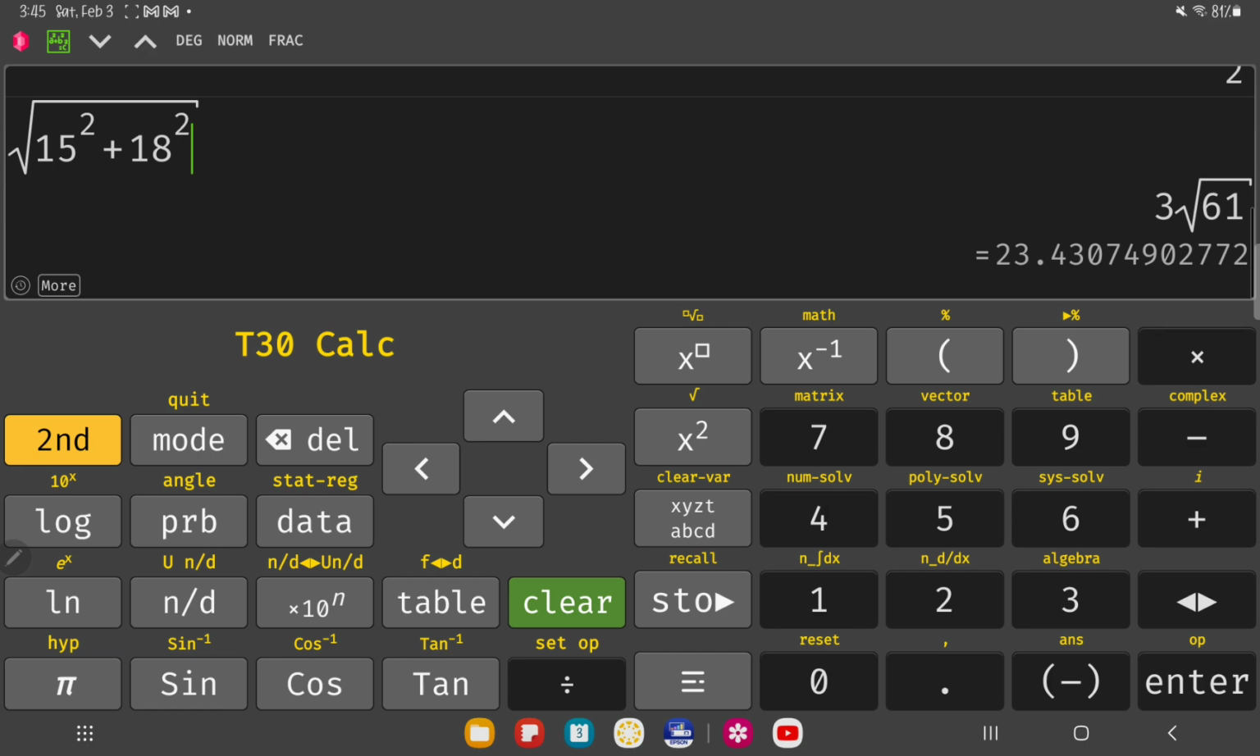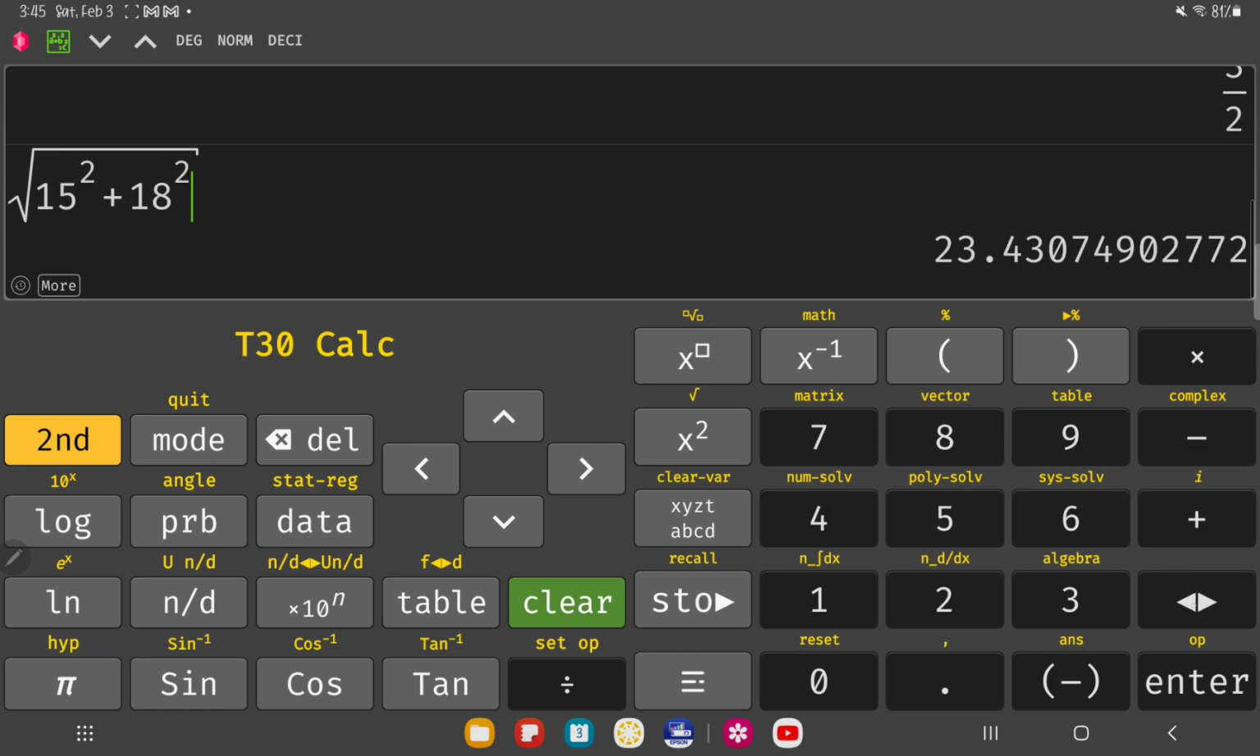Sometimes it will tell you to leave it in radical form. You'll notice yours on your calculator is going to come out as 3 radical 61. You need to convert it, use your convert key, and get the decimal. Most of the time, you're going to be rounding to the nearest tenth. So that's the first number after the decimal. In this case, we're going to get 23.4.